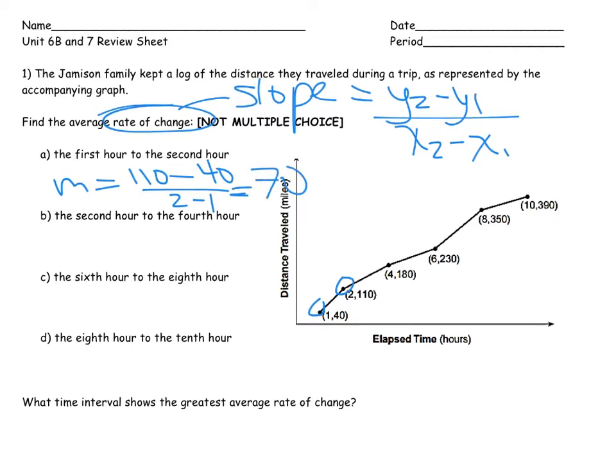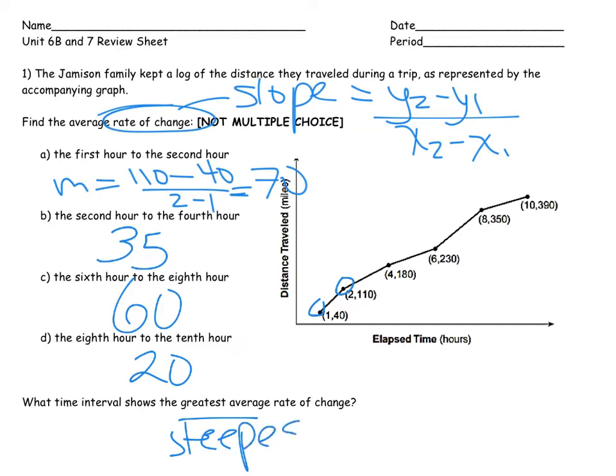Again, I'm not going to go through all 4 of these examples, but you should end up getting 70. For the second one, you'll end up getting 35. For letter C, you'll end up getting 60. And for letter D, you'll end up getting 20. And the question asks, at what time interval does it show the greatest average rate of change? So you're looking for which of these has the steepest slope, which ends up being part A, which is from the first hour to the second hour.